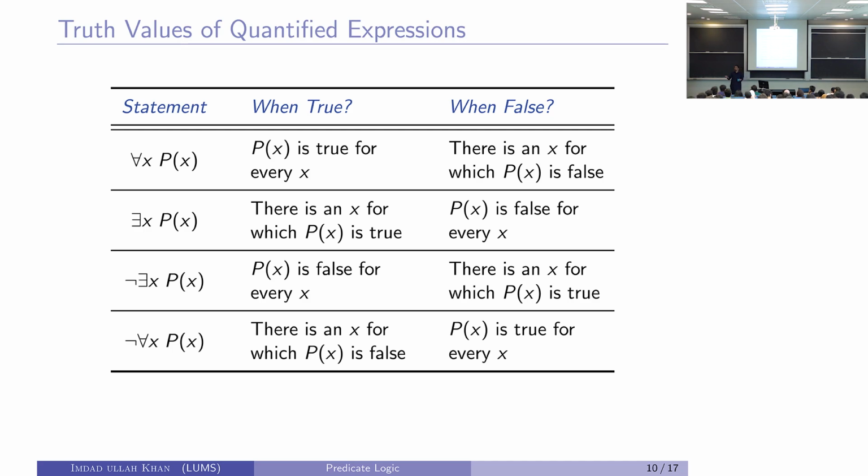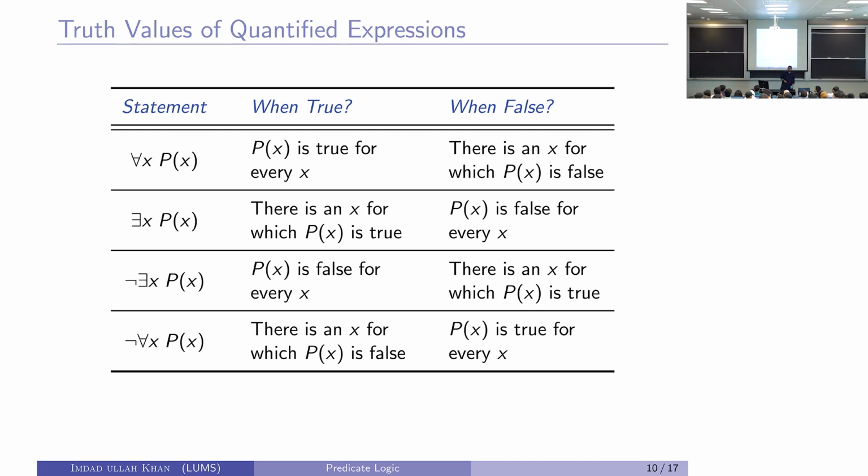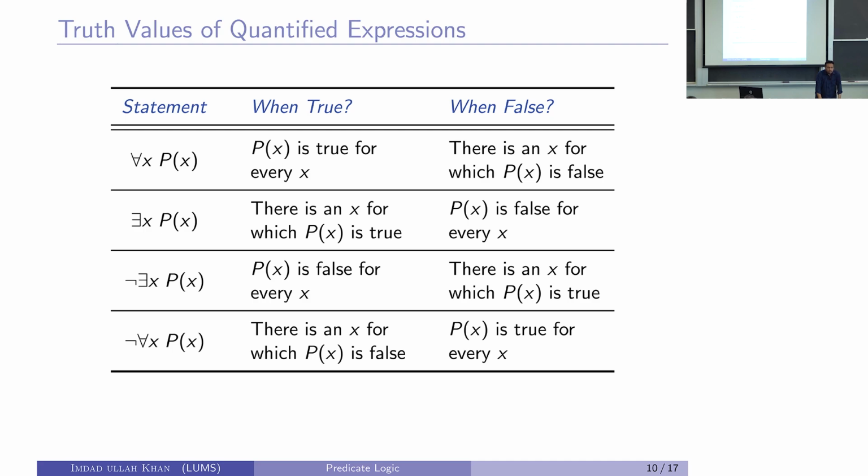When is "for all x, p of x" false? When is this statement false? There exists one x, not p of x, roughly the correct statement. When the predicate p is false for at least one element of the universe of discourse, right? For at least one or more x's, p is false, then this is false, right?